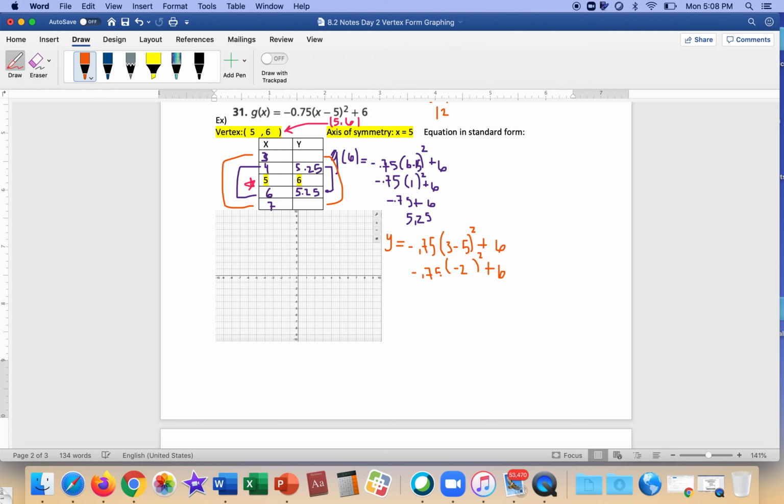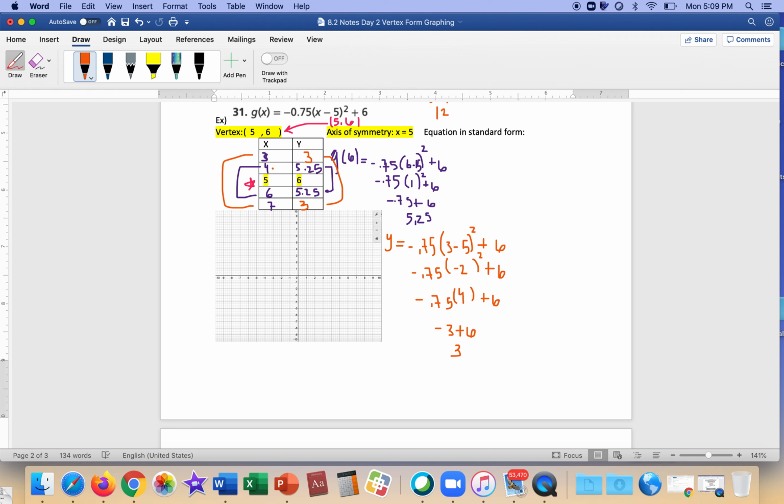Then we're going to square. So negative 2 squared, negative 2 times negative 2 is 4. Remember, you square first, and then we'll multiply by what's in front. And then next step, we're going to do negative 0.75 times 4, which will get us negative 3. And negative 3 plus 6 will be 3. And we know, again, that because 3 is 2 units left of 5, and since 7 is 2 units to the right, the y values are the same.